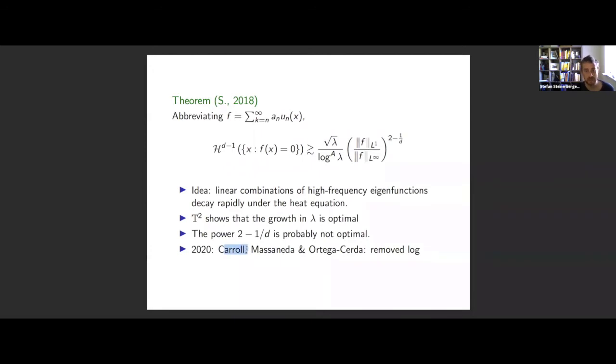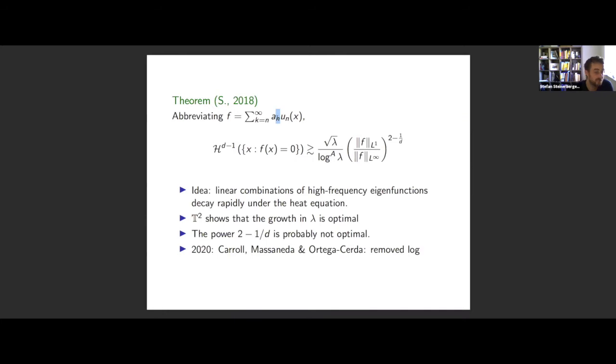And there's a recent paper by Carroll, Massaneda, and Ortega-Cerdà, and they removed the log completely. The log's gone. Lambda here? What is lambda here? Lambda is the eigenvalue of the lowest frequency object. So you start summing at the nth eigenfunction, which has eigenvalue lambda. Lambda is lambda n. Yeah, lambda n. Thank you. Should be lambda k probably. I'm sorry about mixing the indices.